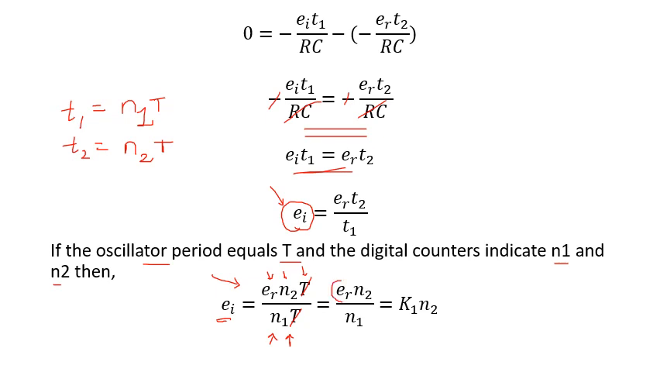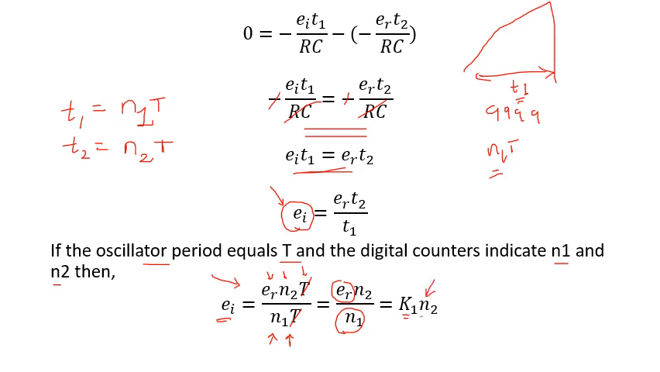In this case, ER, the reference voltage, is constant, and N1 is constant. The counting of charging which we have seen, T1, is for a fixed amount of time. So if T1 is fixed, then N1 times T is also fixed. ER and N1 are constants, and you can call that K1, so EI is K1 into N2.